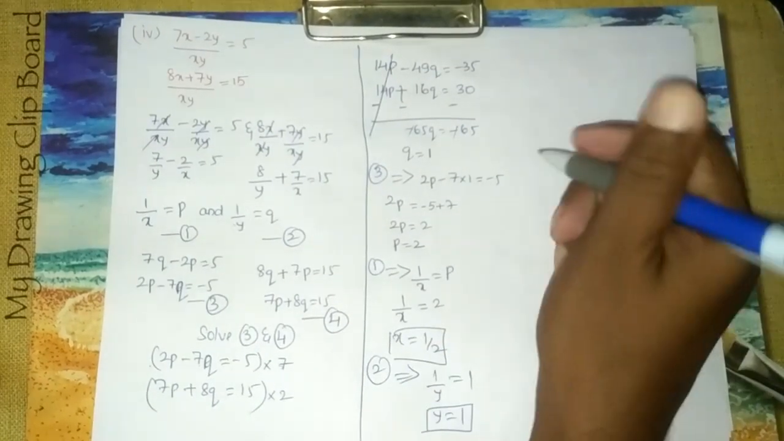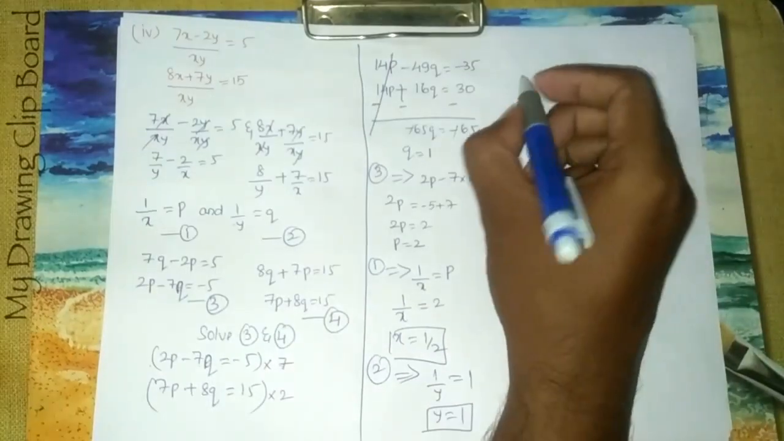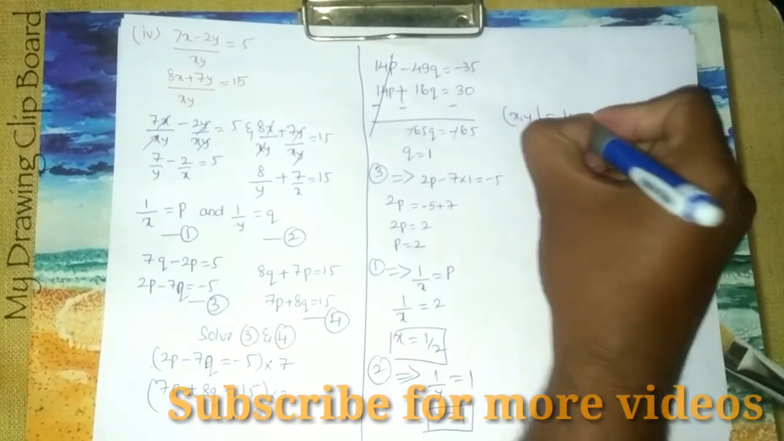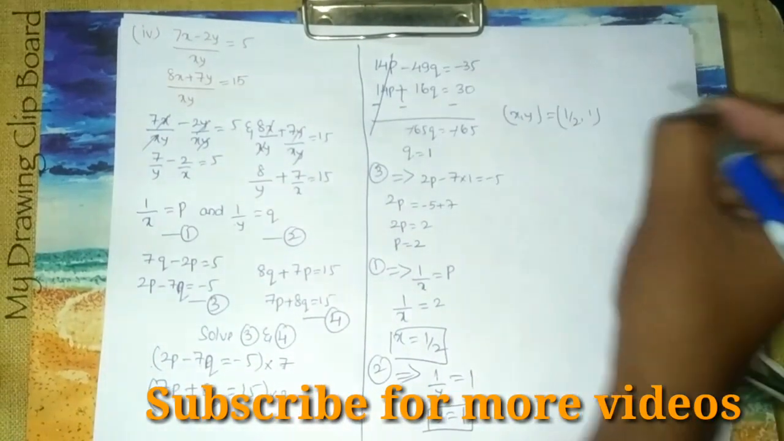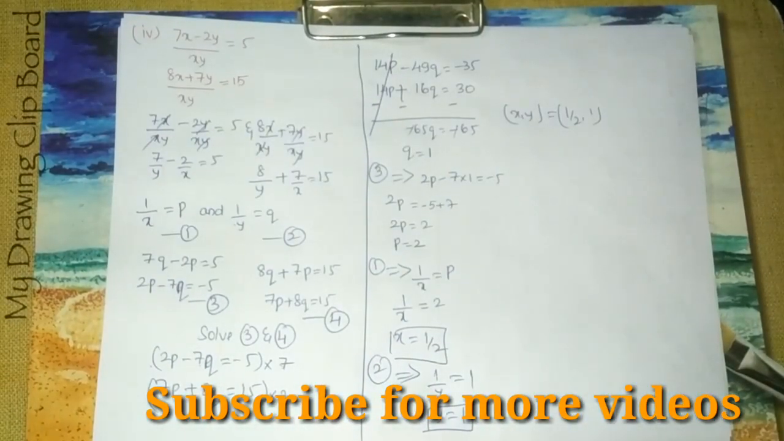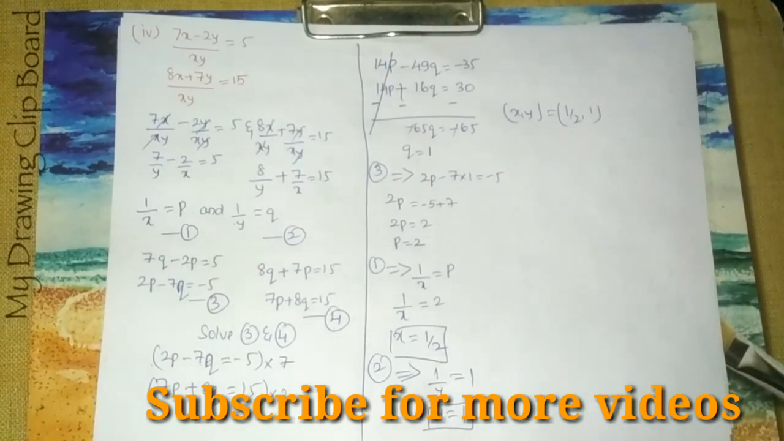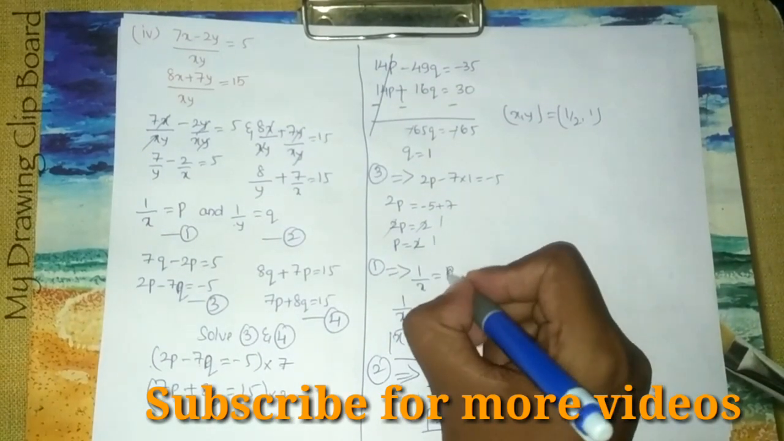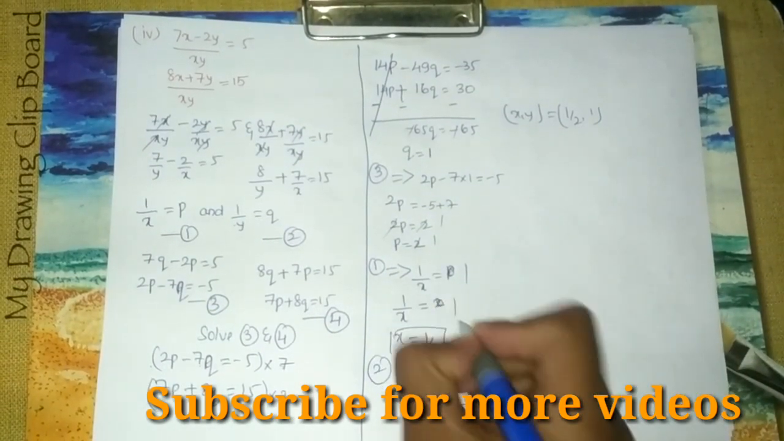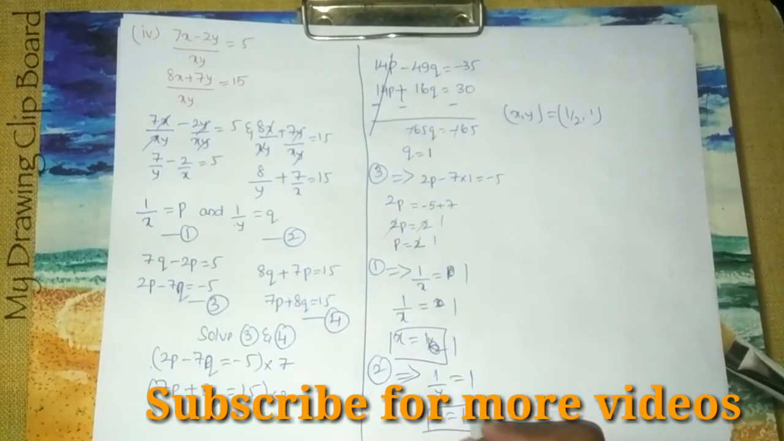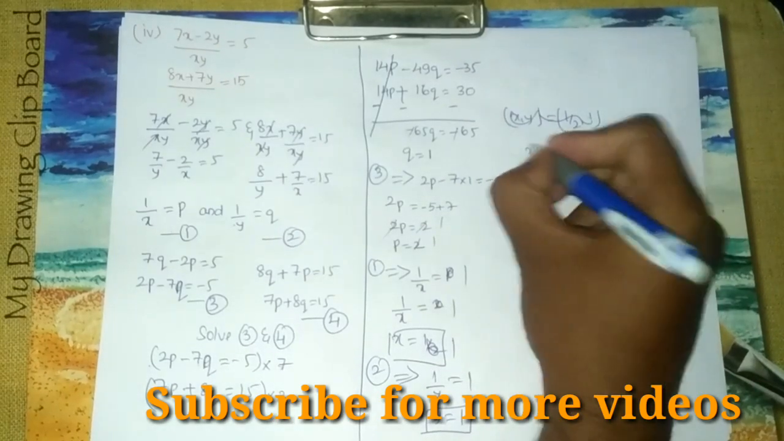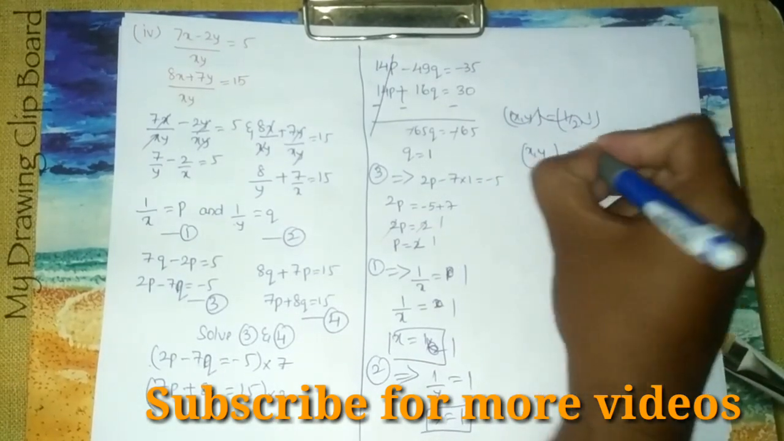We get x comma y as 1 comma 1. Sorry, 2 ones are 2, so p is 1, and when p is 1, x is 1, y is also 1, so x comma y is 1 comma 1.